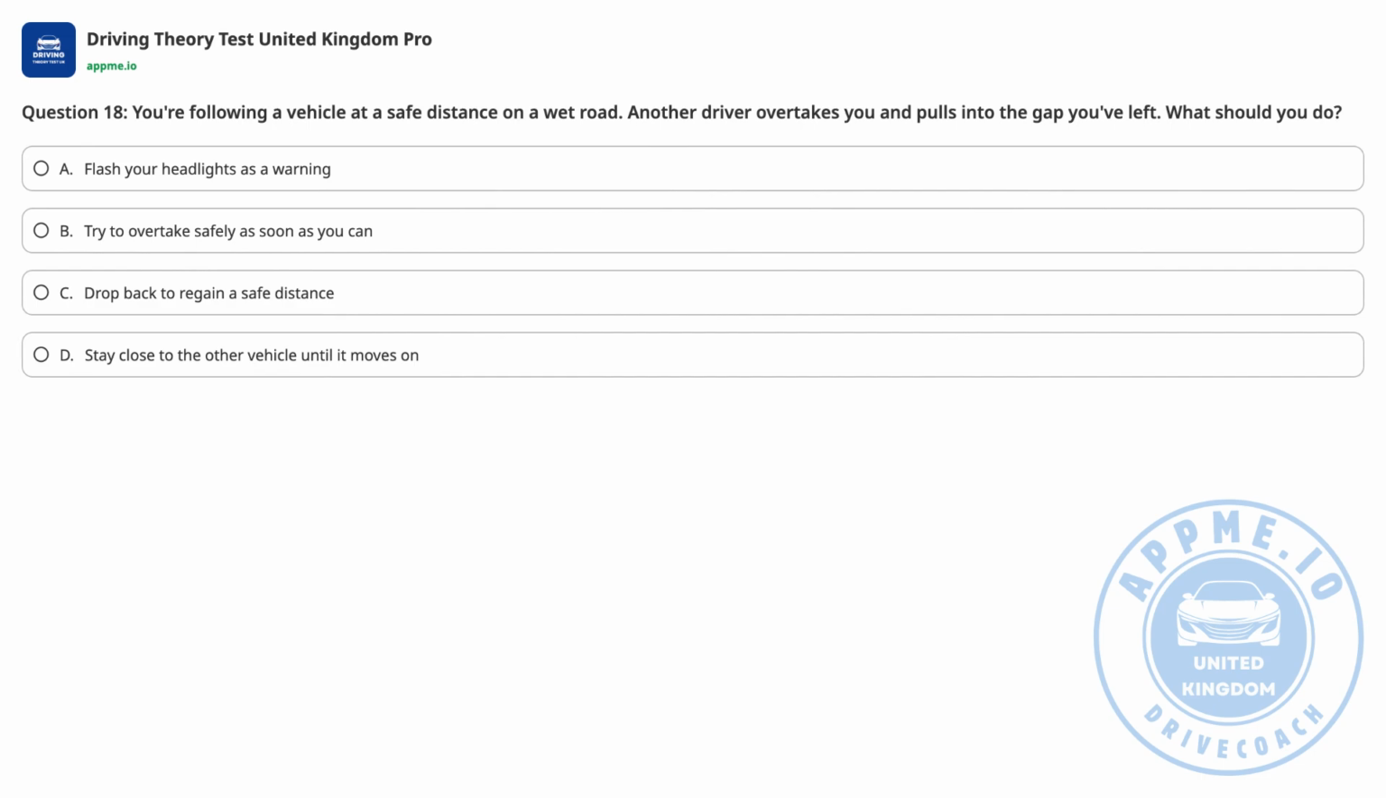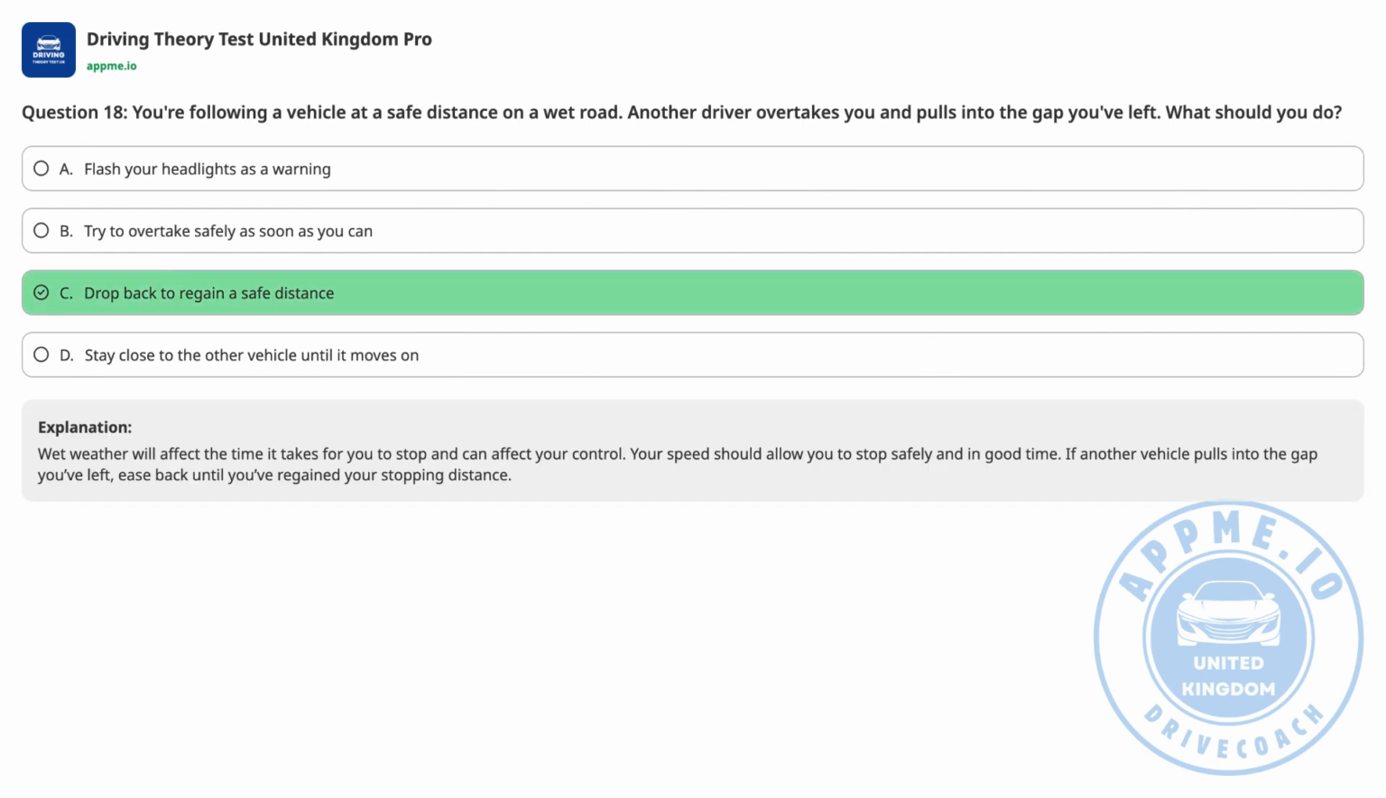Flash your headlights as a warning. B. Try to overtake safely as soon as you can. C. Drop back to regain a safe distance. D. Stay close to the other vehicle until it moves on. The correct answer is C.